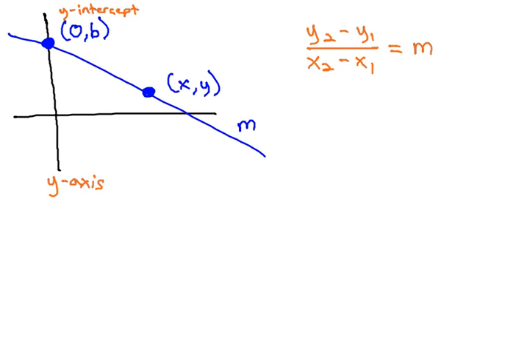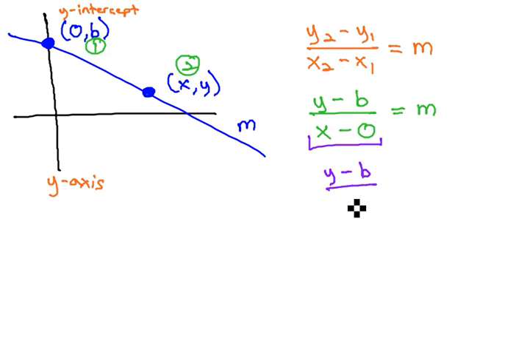Well, let's plug in what we have on this problem. Let's call this point up here the y-intercept, point 1, and the point down here, the x, y, is point 2, so y2 is just y minus y1, which is b, over x2, which is x, minus x1, which is 0, and that is equal to m, or our slope. Well, we can clean up a little bit because x minus 0 is just x, so really that's y minus b over x equals m.